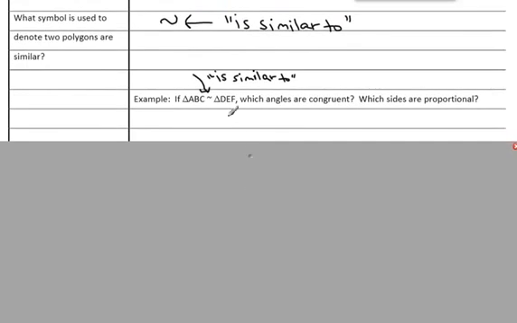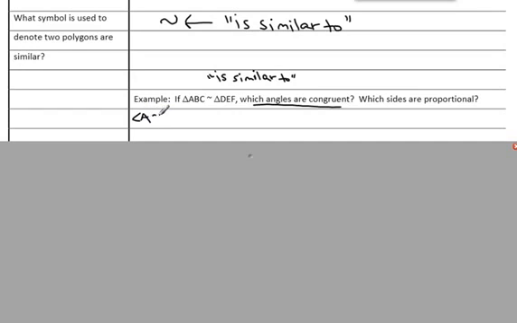Just like with congruency statements, this is called a similarity statement. Just like congruency statements, we don't need a picture. We go by the order of the letters. So the angles that are congruent would be A and D because they're in the same location, B and E because they're in the same location, and C and F.